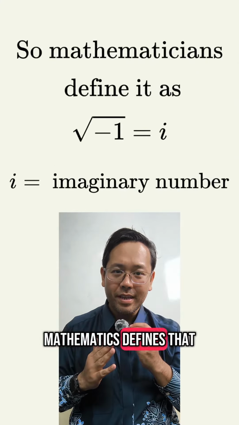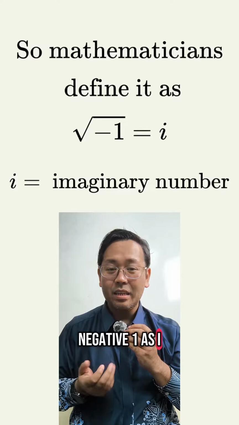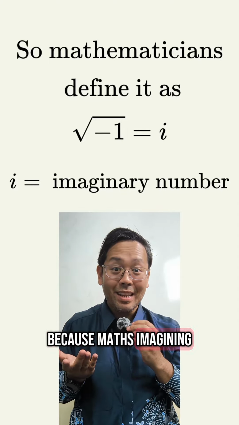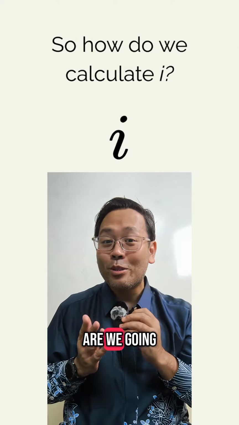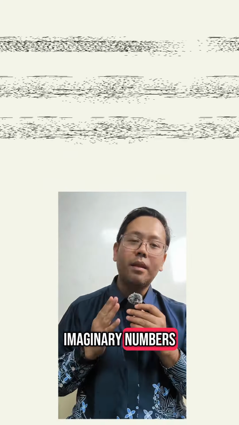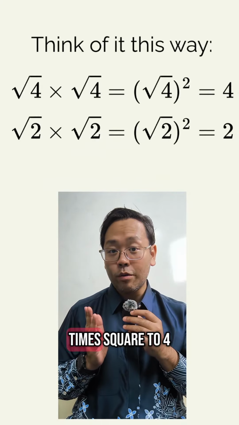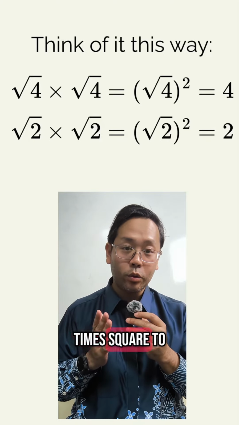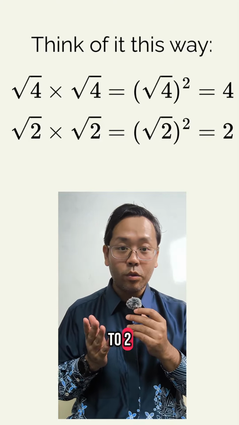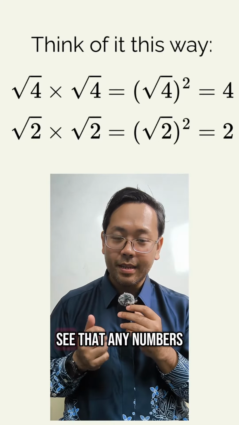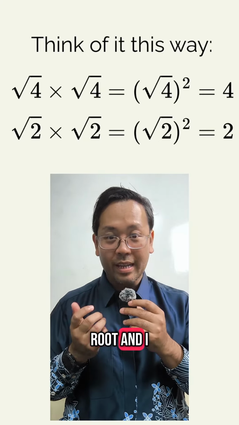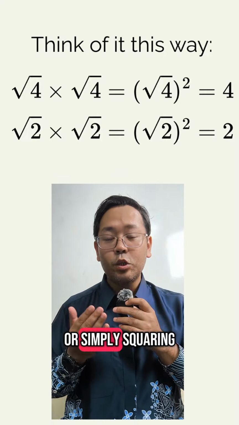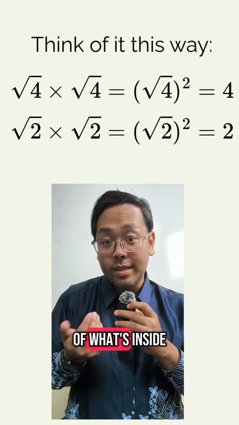So mathematicians define the square root of negative 1 as i, which stands for imaginary numbers, because maths is imagining its own problems. Okay, so how are we going to calculate these imaginary numbers? Think of it this way. Square root 4 times square root 4, which is simply the square of square root 4, will give you 4. Square root 2 times square root 2 equals the square of square root 2, which gives you 2. So from here we can see that for any number, if I square root it and multiply it by itself, I will get back the number that's inside the square root. Or simply, squaring a square root, I will get back the number inside.